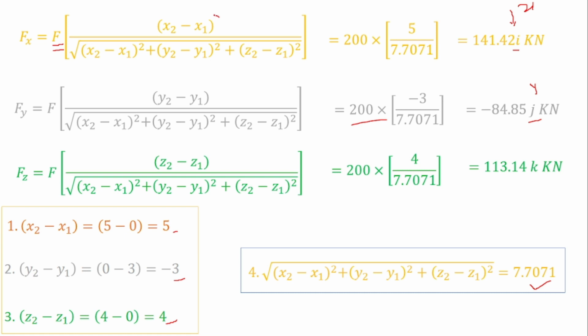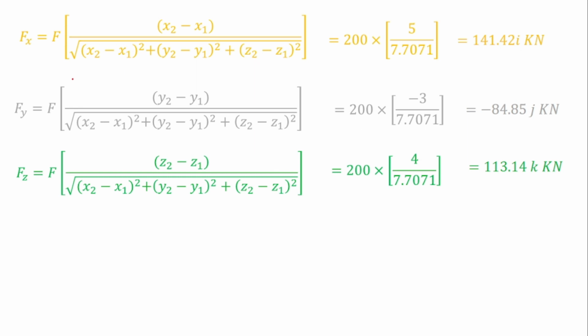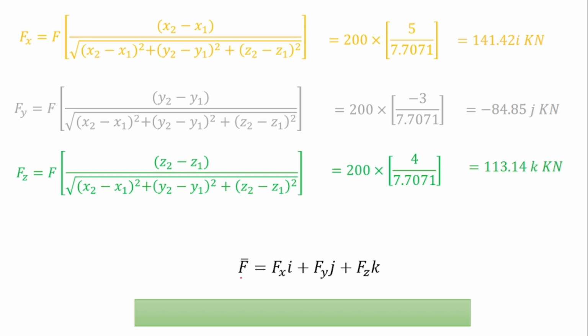So if you directly substitute in this formula, there is a high possibility that you will make a mistake. That's why follow the steps to find the vector form of the given equation. So after calculation of Fx, Fy and Fz, we'll write the vector form for the given equation. So the vector form is F bar is equal to Fx i plus Fy j plus Fz k. Here just put the values of Fx, Fy and Fz.